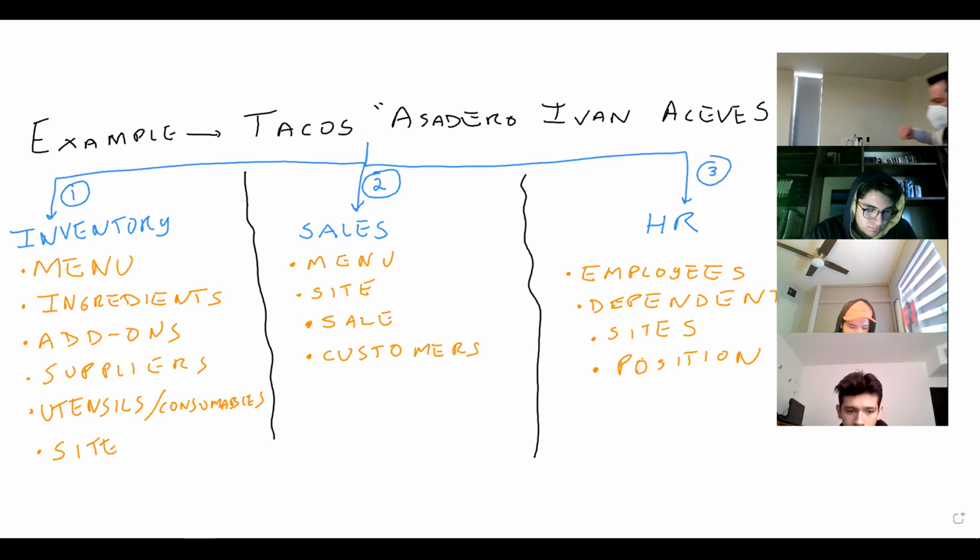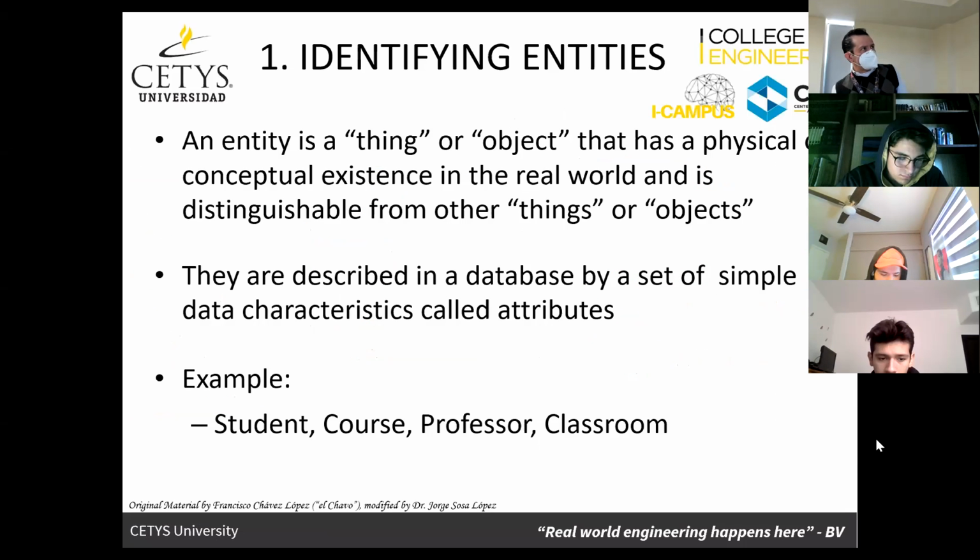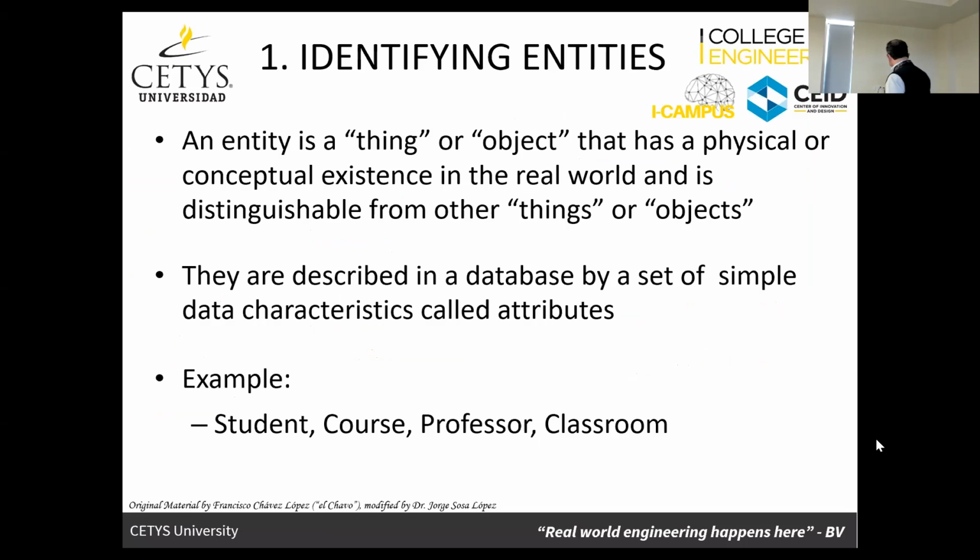Okay, so I'm going to switch back over to the PowerPoint. So those are examples of how to identify entities for a specific problem definition.